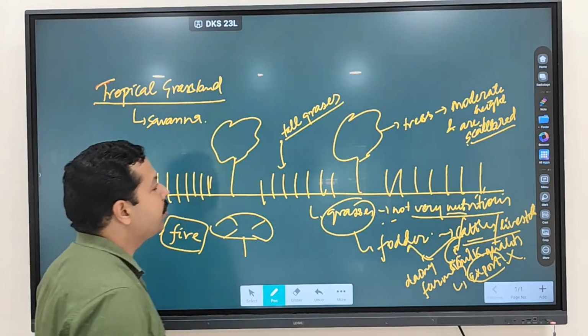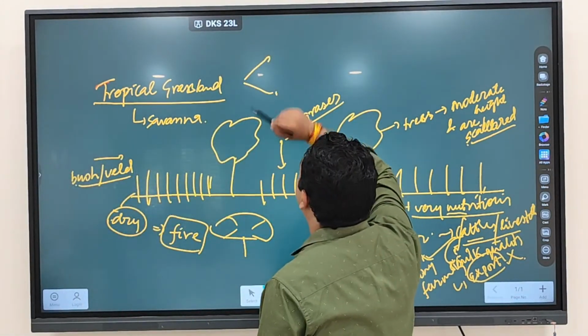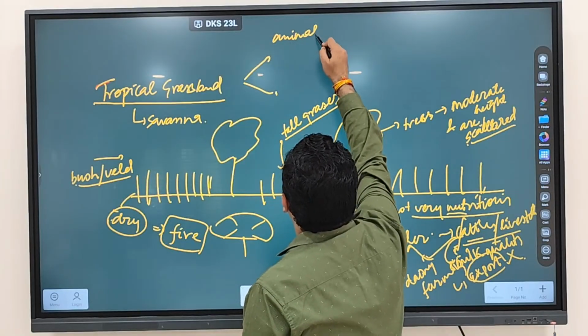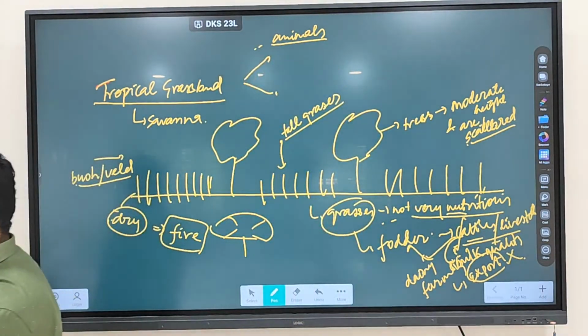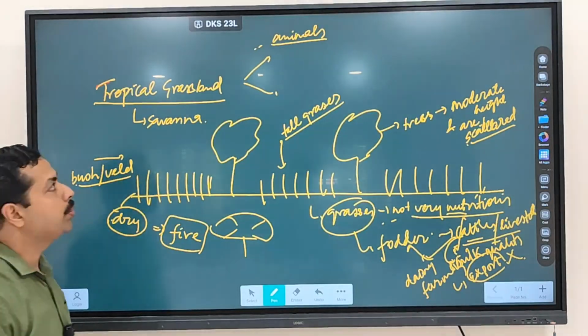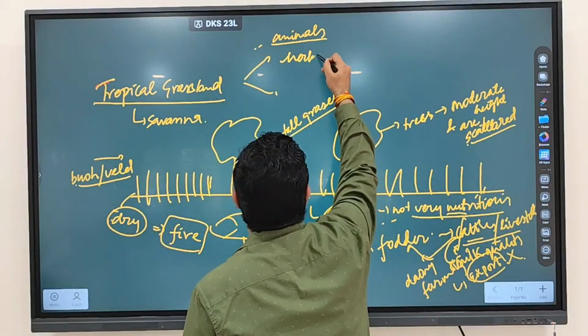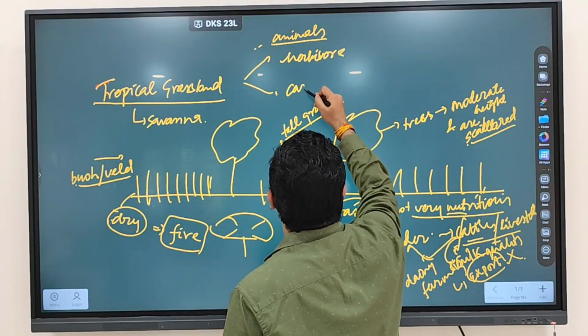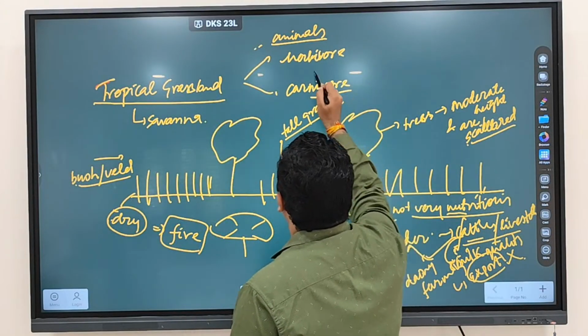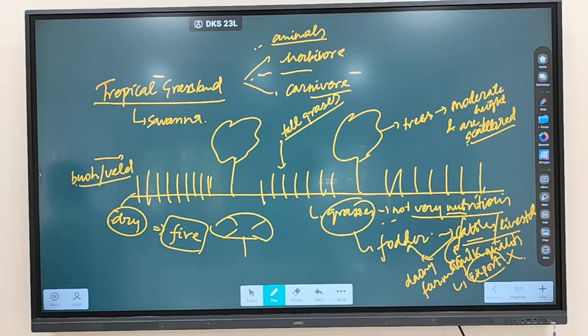Another important thing, this region is known for animals. Why known for animals? Both types of animals, herbivores and carnivores, are found in abundance. Herbivores like deer, giraffe, and elephant. Carnivores like tiger, lion, and leopards. All those are found here. Clear?